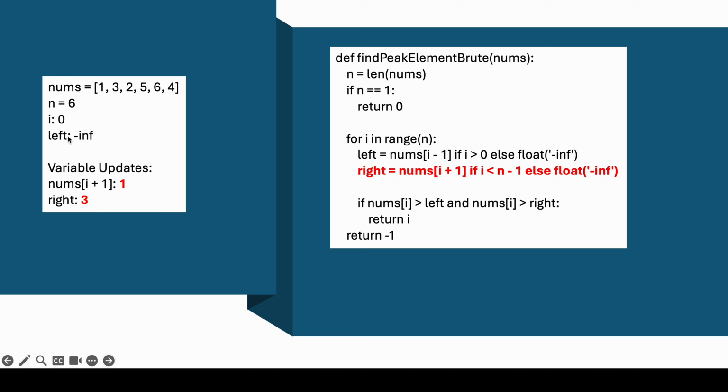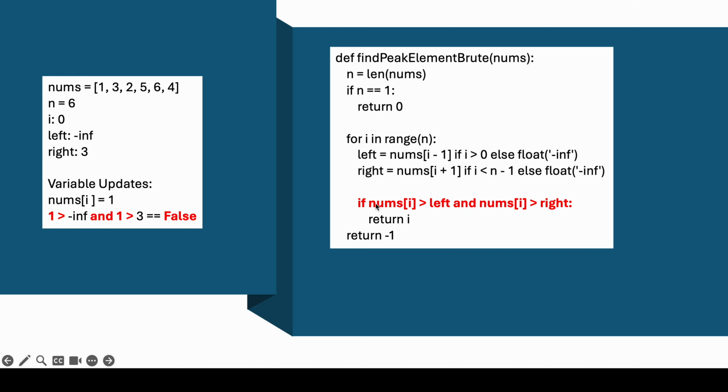So then again, left is equal to -infinity. Now we're going to evaluate for right. Right is 0 plus 1, which will give us 1. And that means that we are here, 3. Is i first less than this? Yes, it is. So we're going to evaluate it based on this, and we'll give it the value of 3. So right now equals 3.